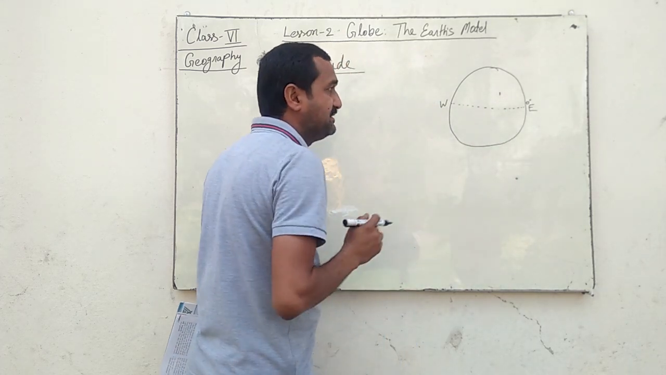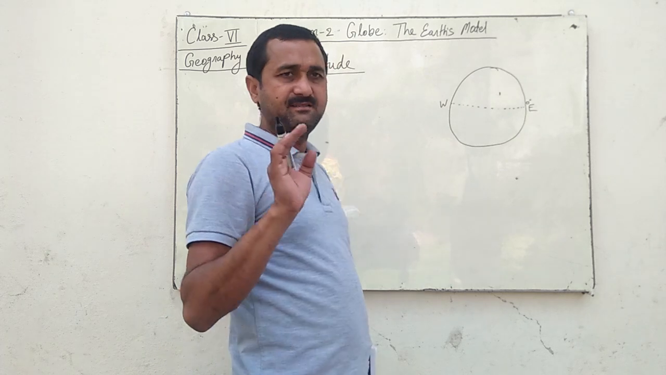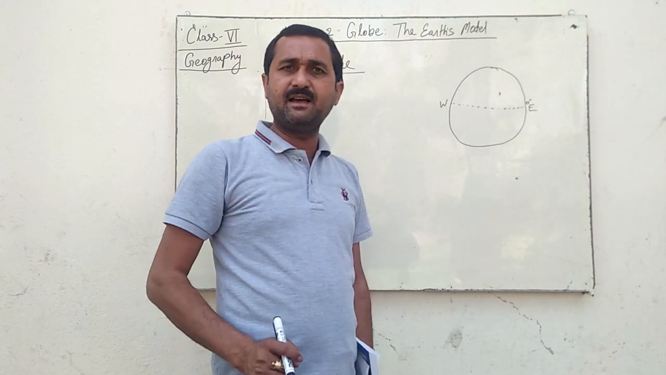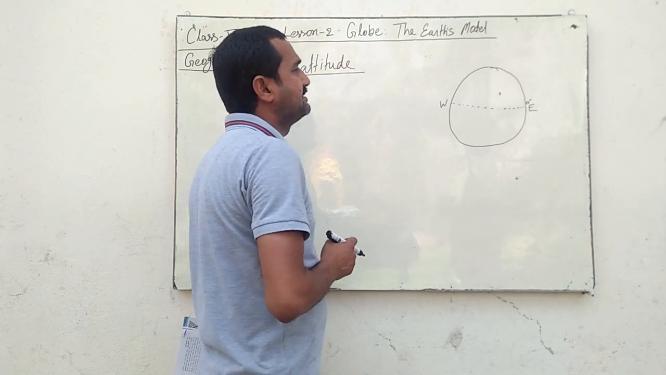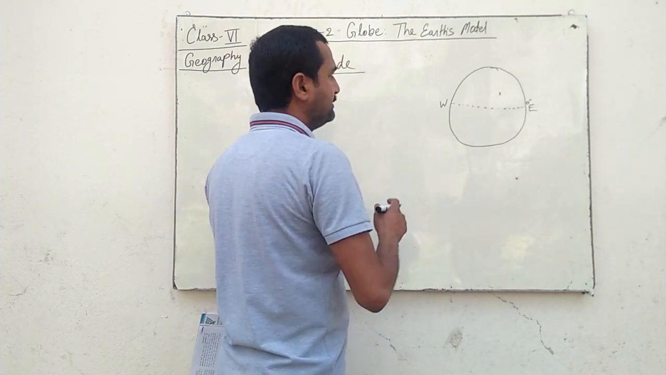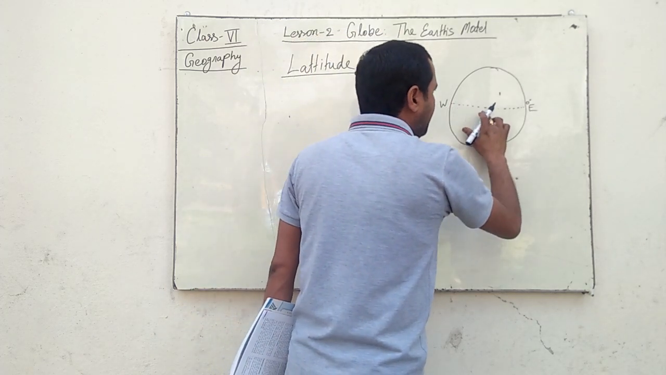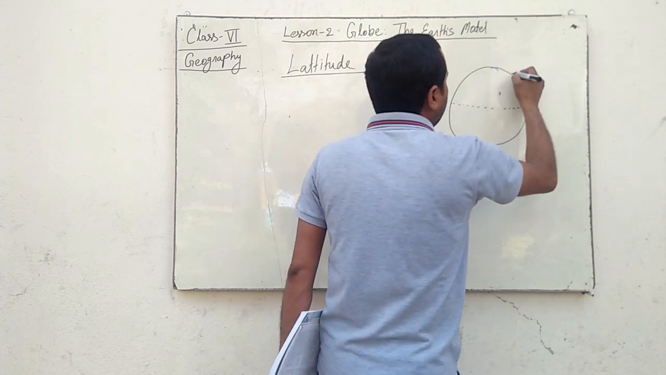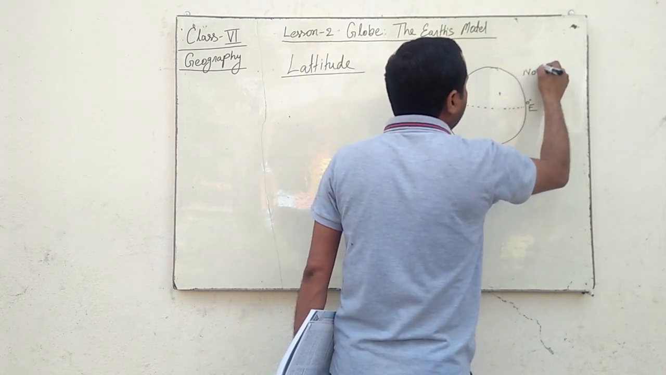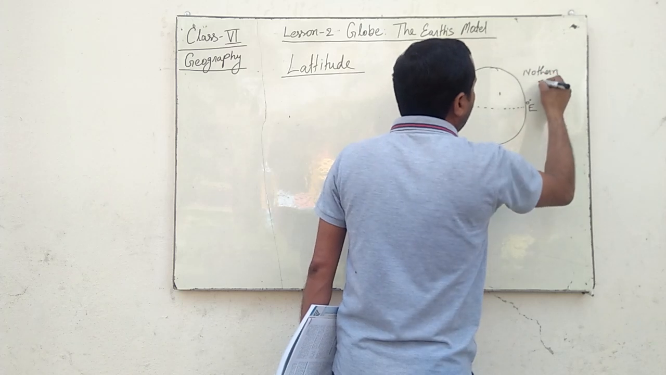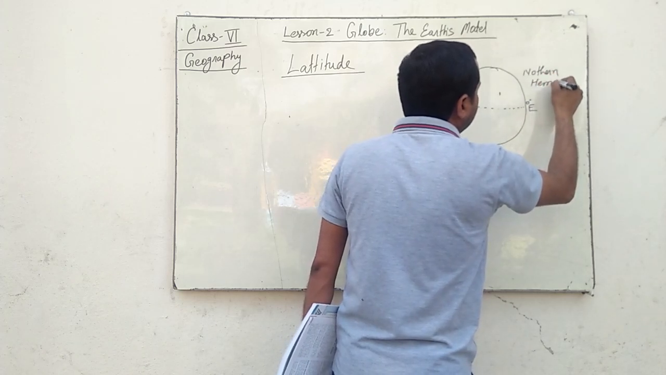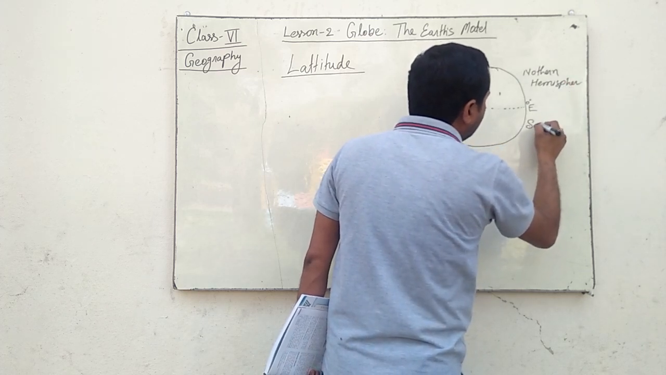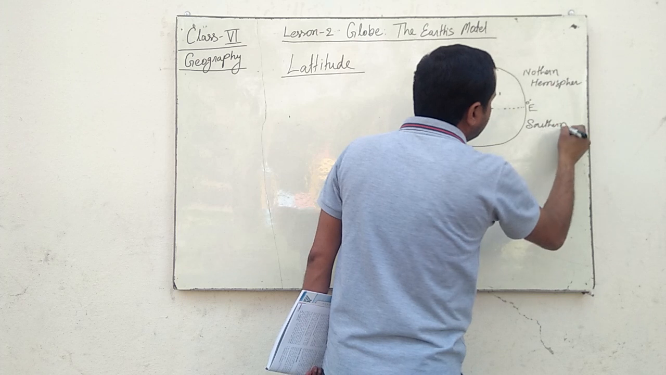These lines are imaginary lines. They are not actually present on the earth, so don't get confused in searching for the lines on the earth. These are imaginary lines, for convenience. The middle line divides the earth into two parts: the upper part is called the northern hemisphere, and the bottom part is called the southern hemisphere.